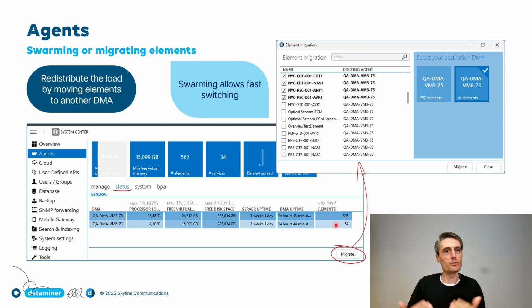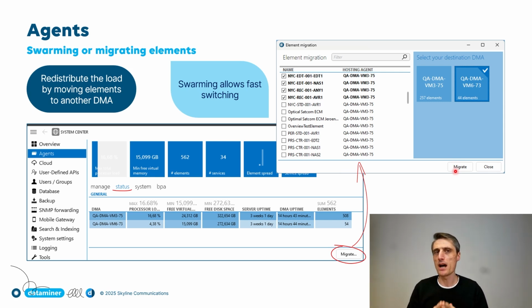So I want to maybe load balance that a little bit, and I can do that by clicking on the migrate button, which allows me to see a list of all the elements in your system. I can select some of the elements, for instance, from that node 75, the first one here with way too many elements. I select the new destination node, which is the 73, which has still lots of capacity available, and I click on migrate.